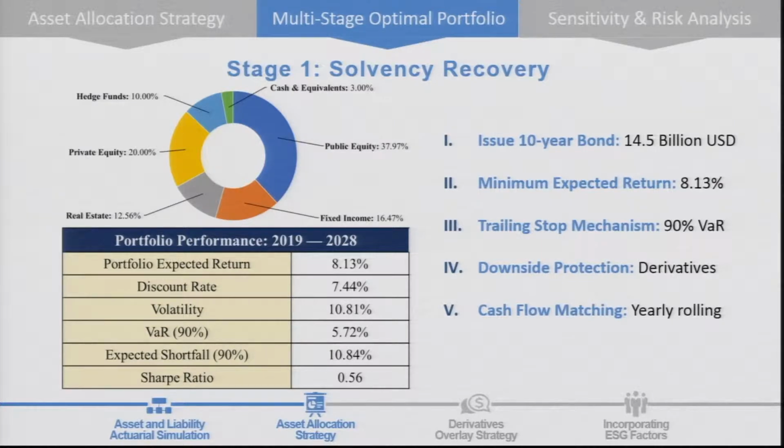So in stage 1, we issue a 40.5 billion 10-year bond and set a moderate risk tolerance level that allows 8.13% minimum expected return. Then we construct a trailing stop mechanism using 90% VAR as a trigger to reallocate the whole portfolio structure. And we use derivatives to hedge our portfolio from the downside risks. Besides, we assign different weights to fixed income assets with different terms in order to match the first 10-year liabilities.